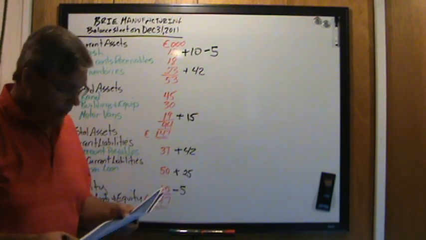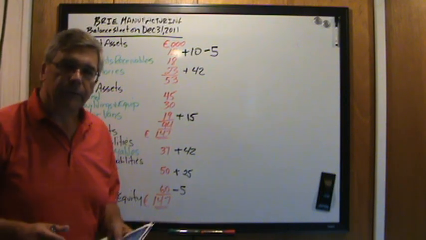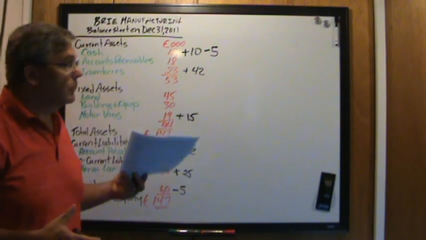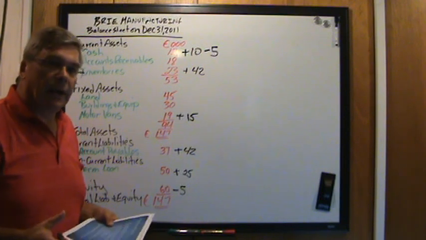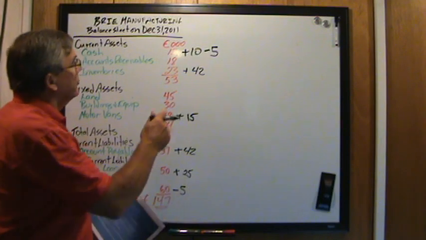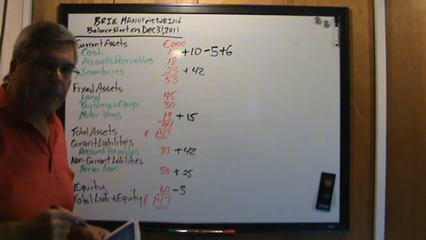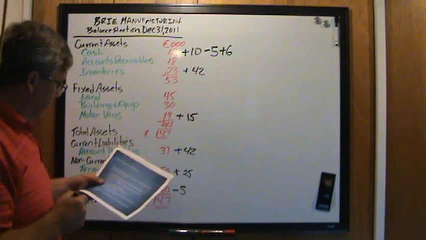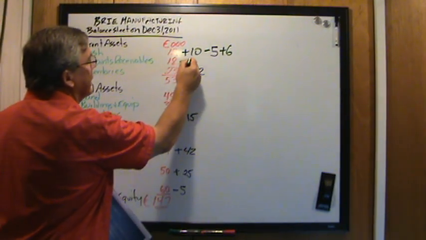Number 4 received 6,000 euros from accounts receivables. What that means is that the person or company that owed Brie Manufacturing money, because they bought something and didn't have the cash to pay for it, is now paying some of that cash. So first of all, the 6,000 is going to increase the level of cash by 6,000. It goes up, positive. And accounts receivables will now go down by 6,000.